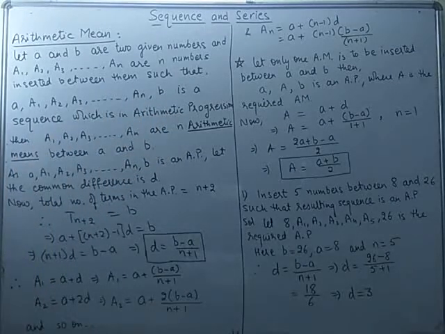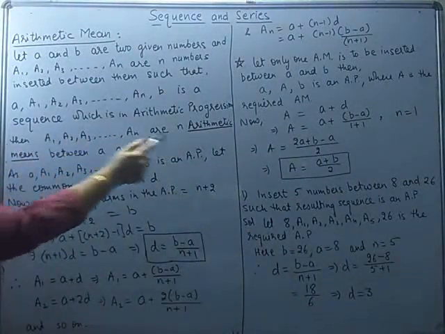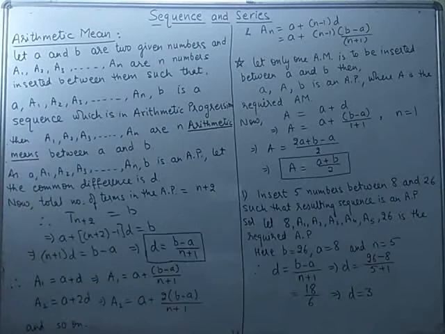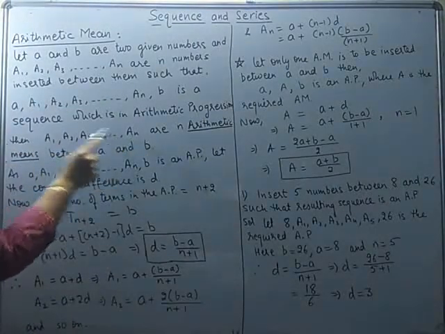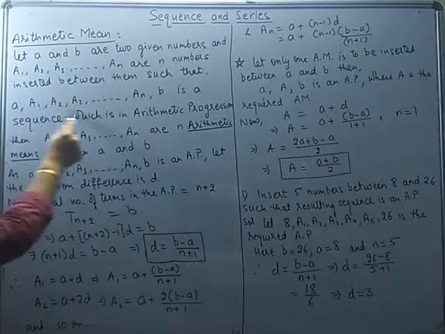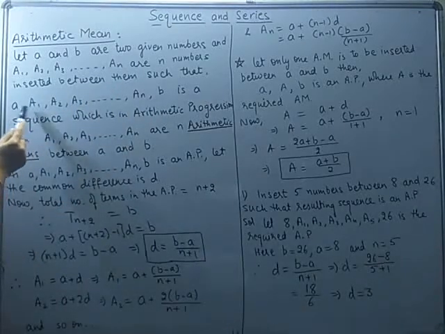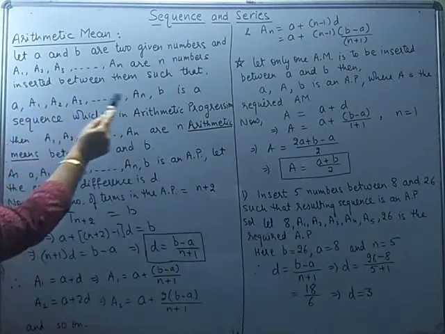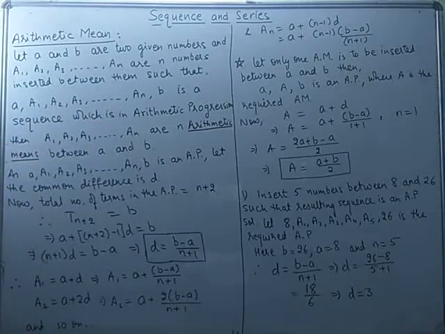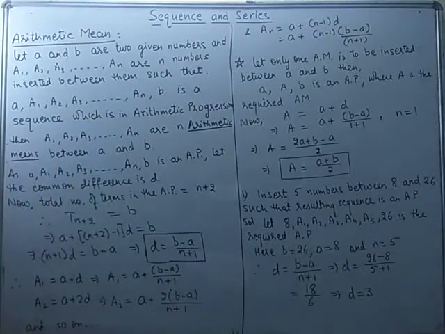If the sequence becomes an arithmetic progression, then these numbers have a special name: arithmetic means. So these are all n arithmetic means between A and B. What will be maintained here? Because these are n arithmetic means, this sequence is an arithmetic progression. That means if you take the difference of consecutive terms, it will come out to be a common difference. Because this is an AP, say the common difference is D.